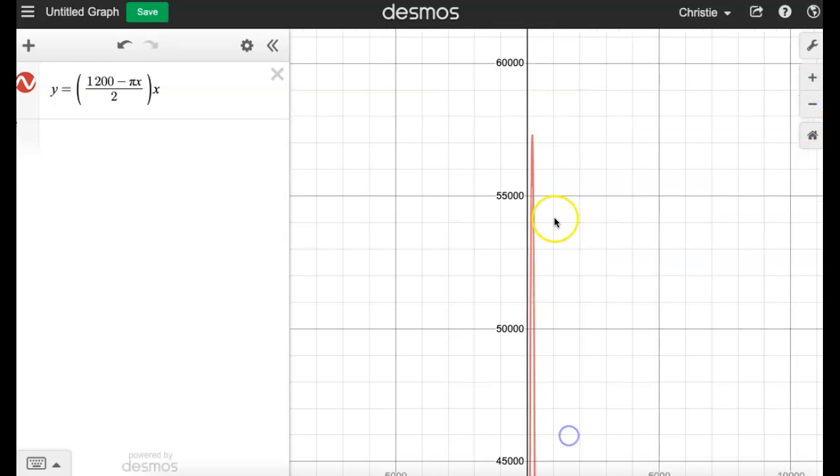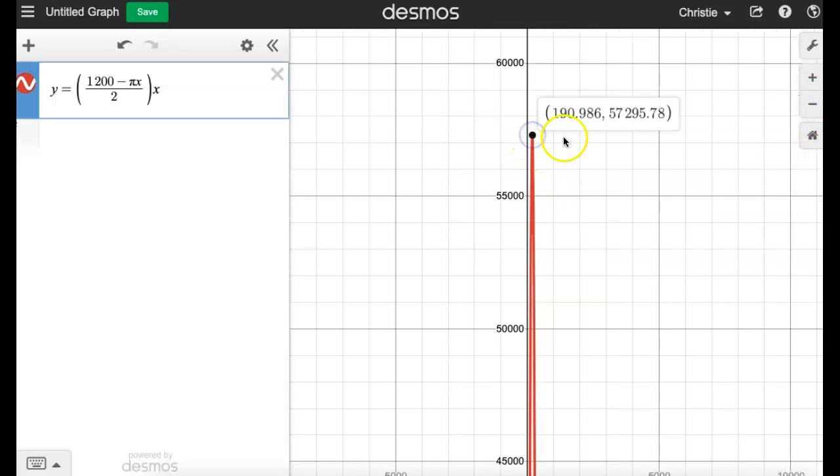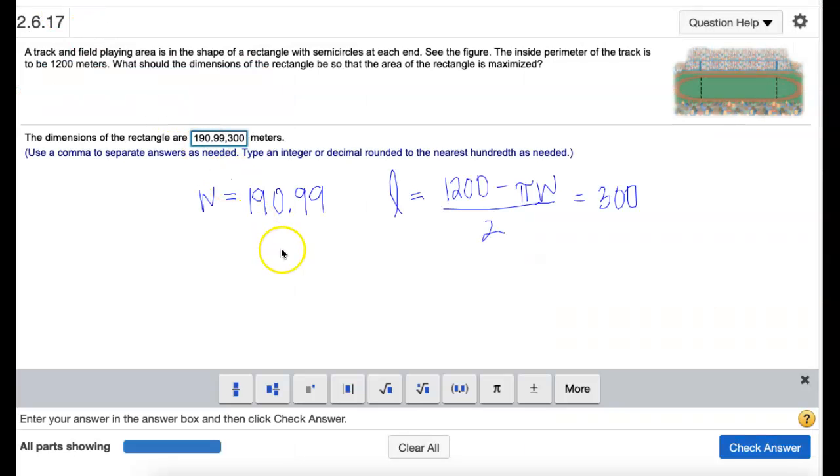And it's slowly coming up here. All right, so here it is. There's the maximum value. Don't forget, though, your input value is W, and the output value here is area. So with the precision that's asked for, we have that W is 190.99. I could then come back and use one of the other formulas like this one and substitute W's value to solve for the other dimension, length. And in this case, length, with that same precision, is 300, and that's our final answer.